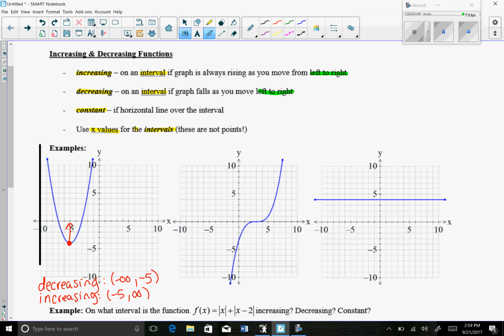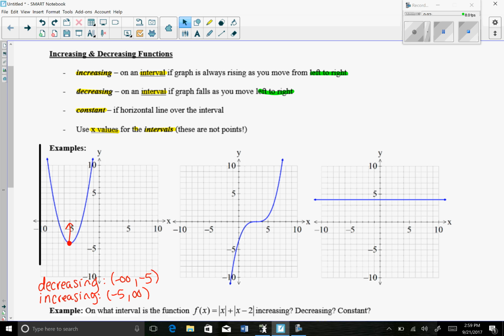Notice that I did not use a bracket around my -5 because at that point we are neither increasing nor decreasing, so we can't really include the point in either of the two. So we're going to use a parenthesis for that place where it's the turnover point.